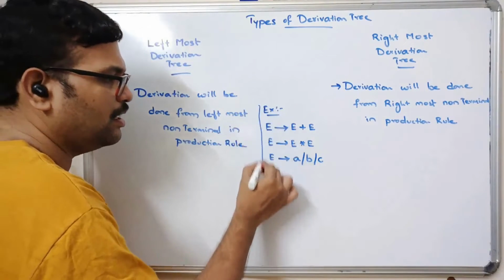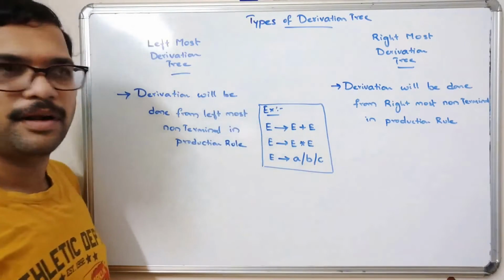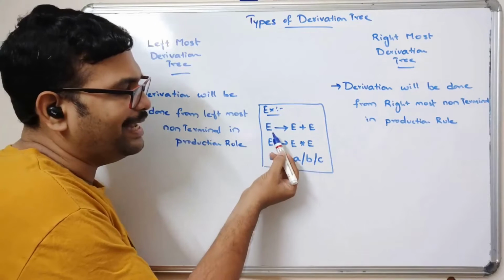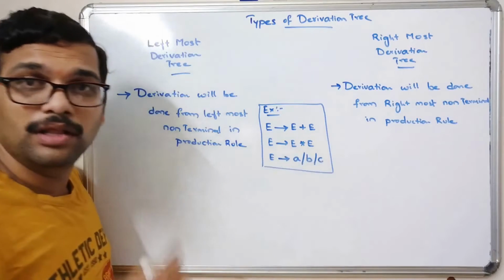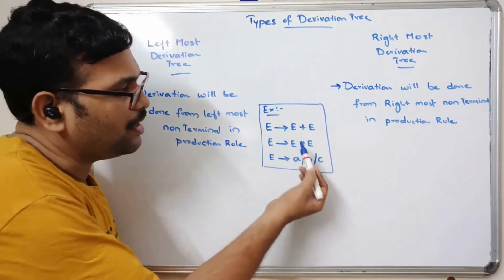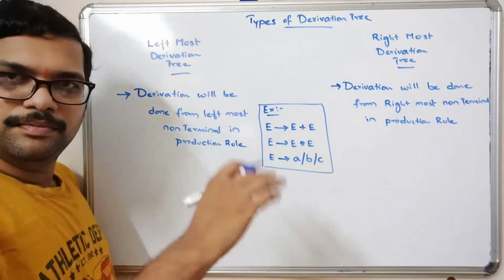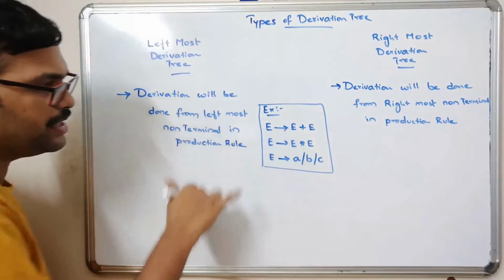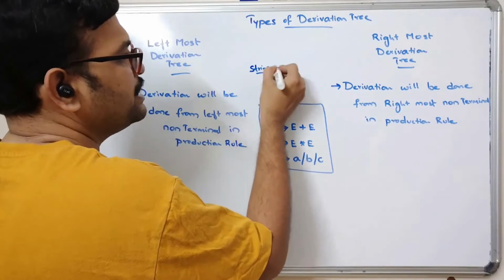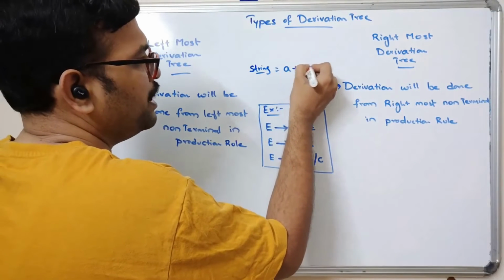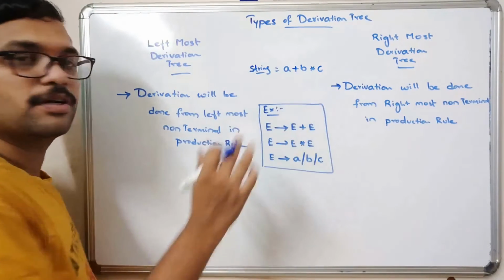So we need to construct the rightmost derivation tree and the leftmost derivation tree for this particular grammar. And here the terminals are plus, star, A, B and C. All these are the terminals. And the non-terminal is E; only one non-terminal, that is E. So let us derive the string. For example, the string is A plus B into C. So we need to derive this string from this particular grammar.